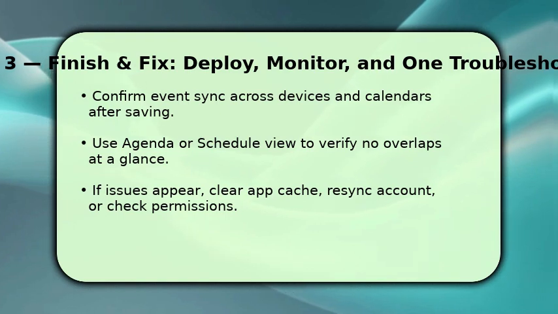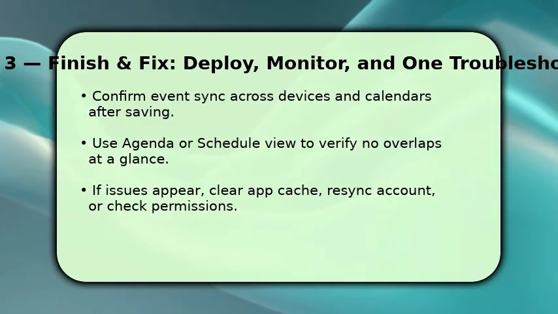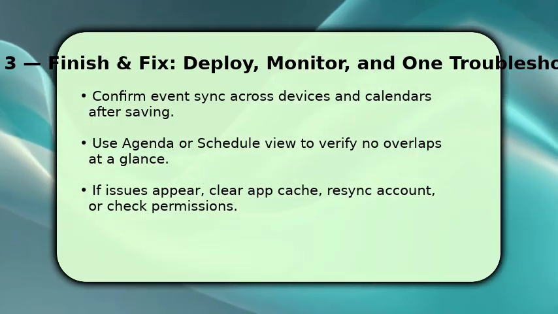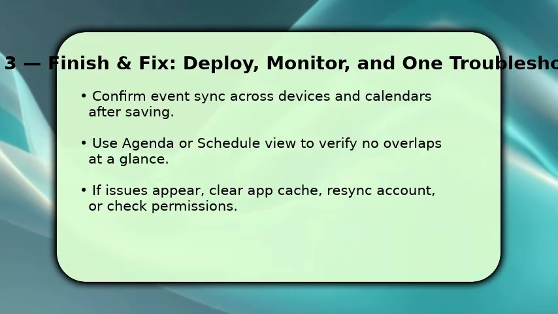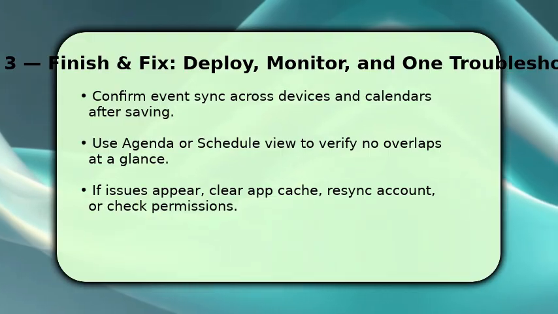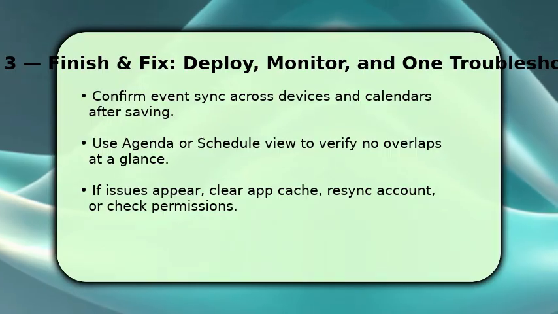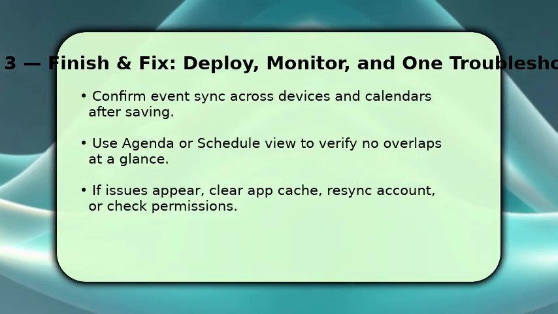Once done, adjust privacy, share settings, or guest permissions if someone can't see or edit an event. If sync errors occur, force a resync, clear the app cache, or sign out and back in to refresh tokens. Also verify calendar permissions in device settings. This final pass ensures Gohar's calendar is reliable, shared correctly, and ready to go.